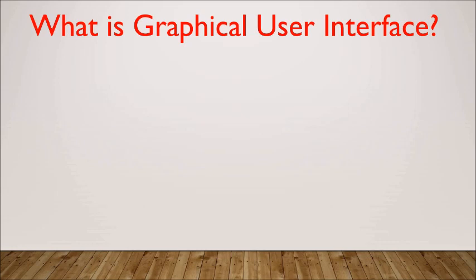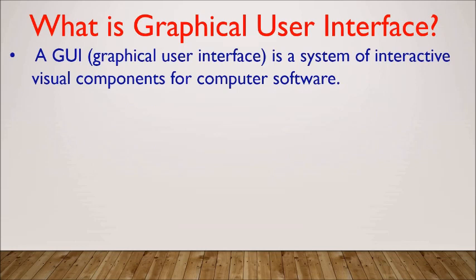See, GUI, you must be knowing about Windows. It's a GUI based operating system. The operating system which deals with the menus, which deals with the buttons, which deals with the dialog boxes. So all icons, images, all these things come under graphical user interface. So it is basically the system of interactive visual components for computer software. So interactive means we can click on a particular button and give commands.